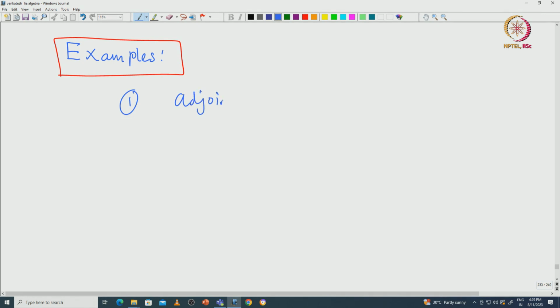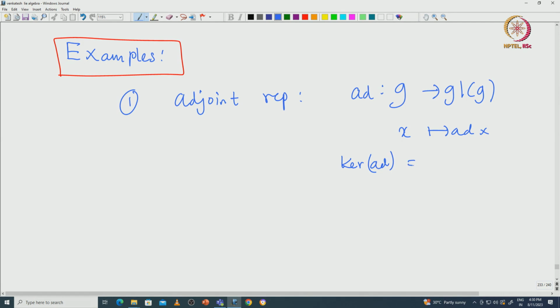Okay. So, this adjoint representation, which we saw plays a crucial role throughout. What is this? This is a map from G to GL of G, given by x goes to ad x. The kernel of this adjoint representation is nothing but the center of G.